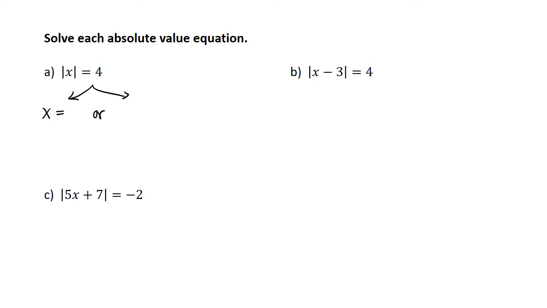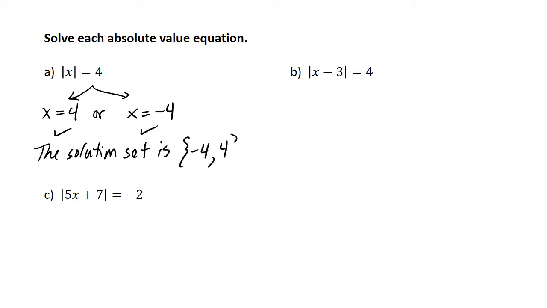Either x is equal to positive 4 or x is equal to negative 4. And if we do a quick check, the absolute value of 4 is 4, and the absolute value of negative 4 would really be 4. So we would have a solution set that includes two numbers. The solution set would have a negative 4 in it and a positive 4. So two possible solutions. Let's go on to part B.